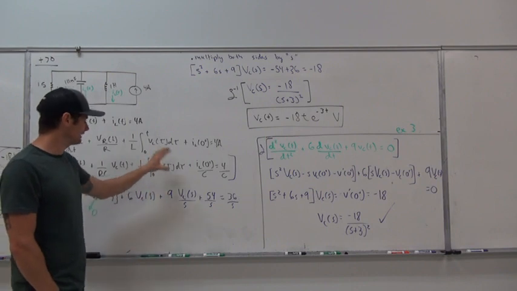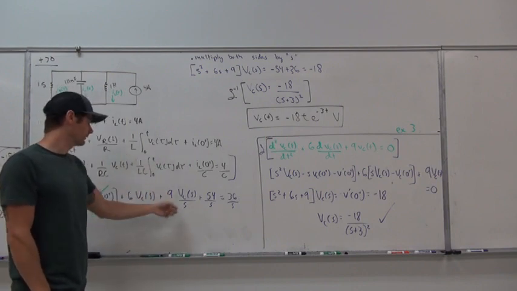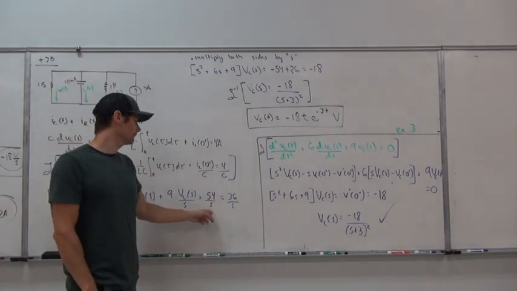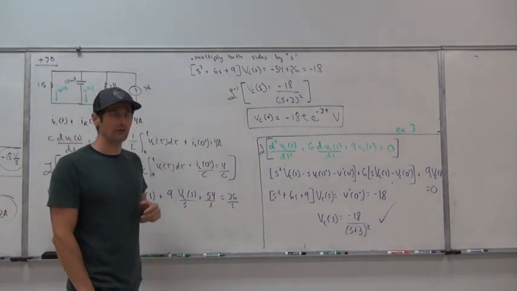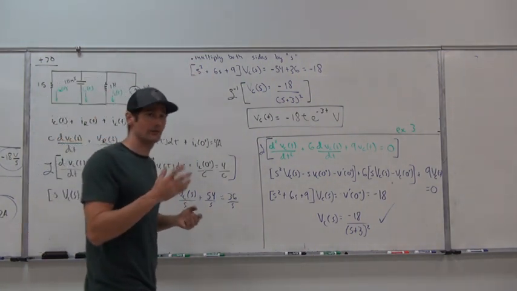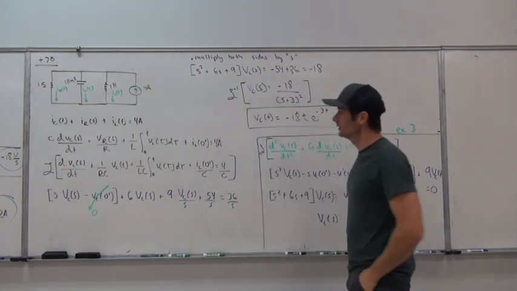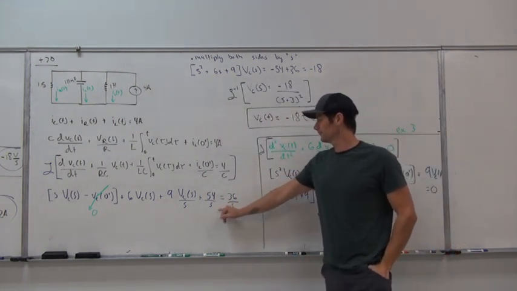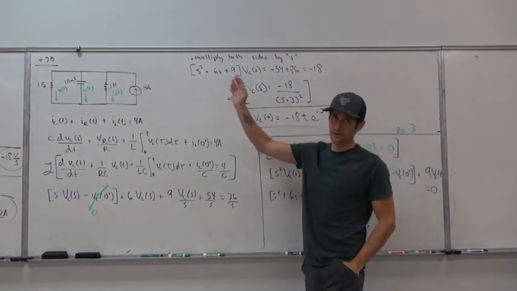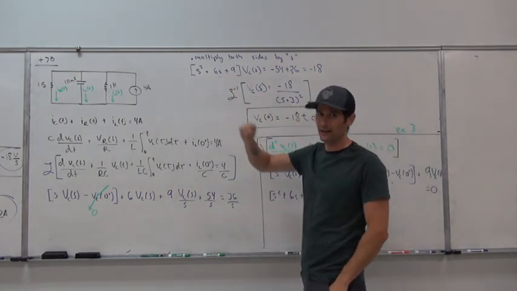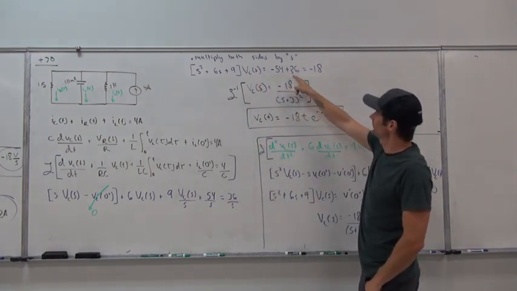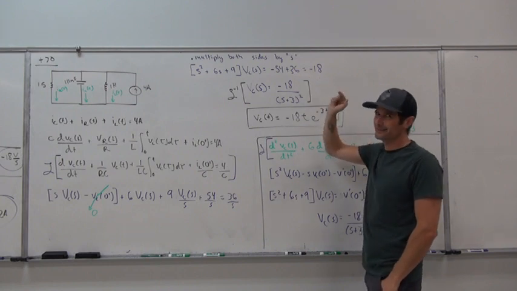Remember that when we take the Laplace transform of the integral, we get Vc of s divided by s, and these two constants over here are divided by s as well. Once we do that, we multiply both sides by s, which gets rid of the denominator s's and puts everything in terms of s squared. So s squared plus 6s plus 9 times Vc of s is equal to negative 54 plus 36, and that's equal to negative 18.